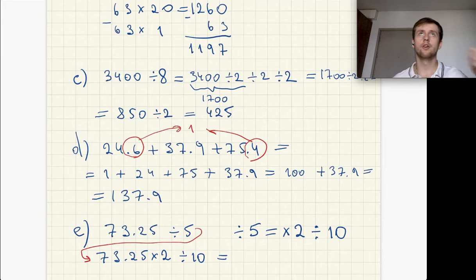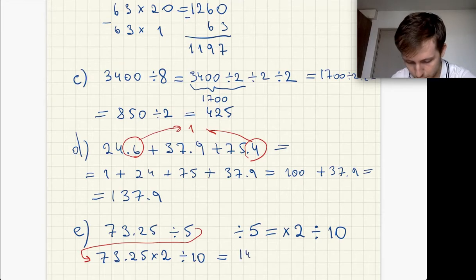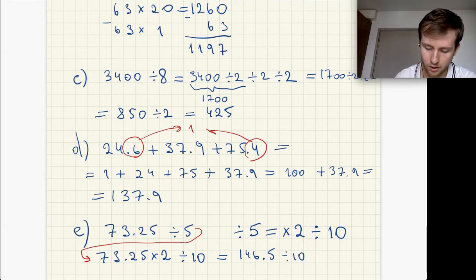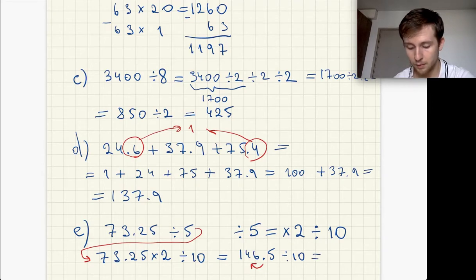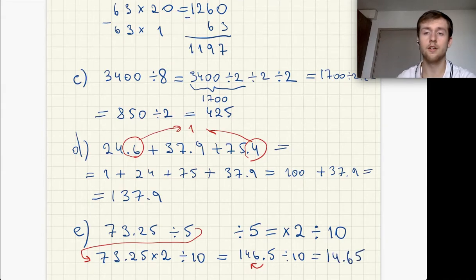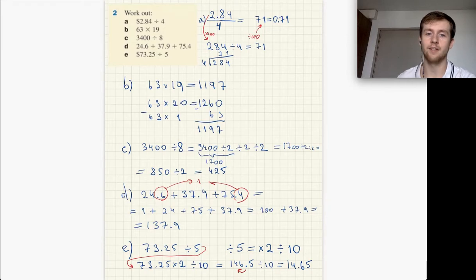73.25 doubled is 146.5, right? 146.5, and now we divide it by 10. Division by 10 is very easy, especially if we have a point. We just move this point one digit to the left, one step to the left. So we get 14.65 as an answer. Take a look, please, and we will get to the next question.